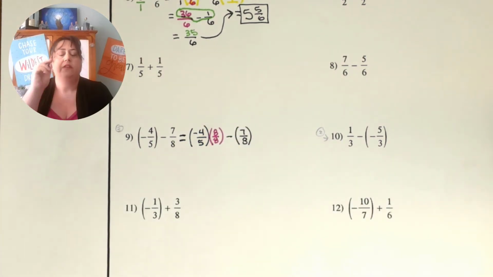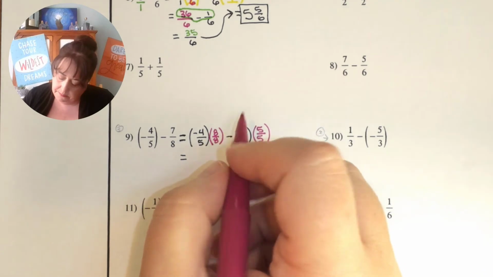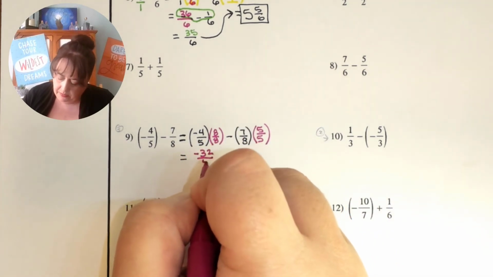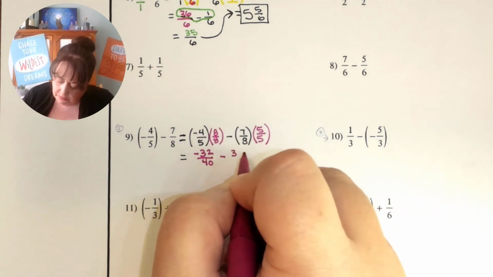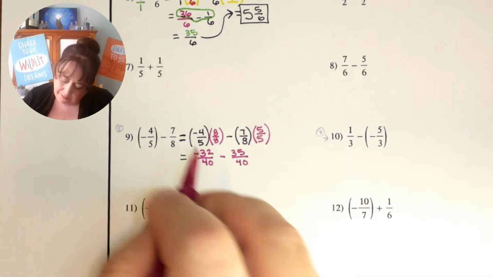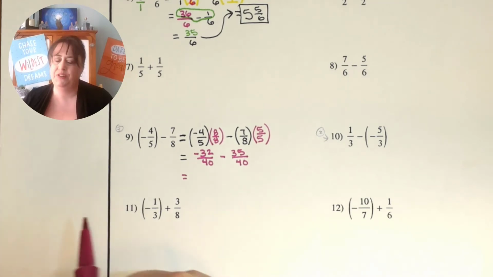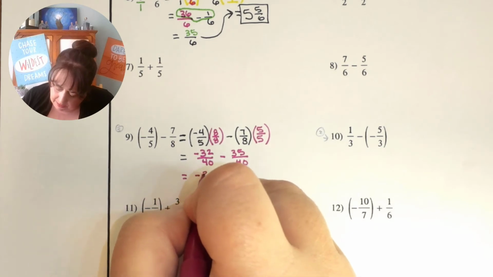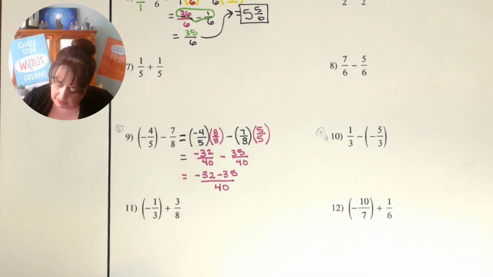Not 8. If I multiplied it by 8, I would have made it 8 times bigger, and I don't want to do that. 5 over 5. Negative 4 times 8 is negative 32. 4 times 5, 40. Minus 7 times 5 is 35 over 40. I am going to rewrite this all on the numerator. The numbers are getting bigger. I can't do it in my head as quickly as I could the one above. So I have negative 32 minus 35 over 40.